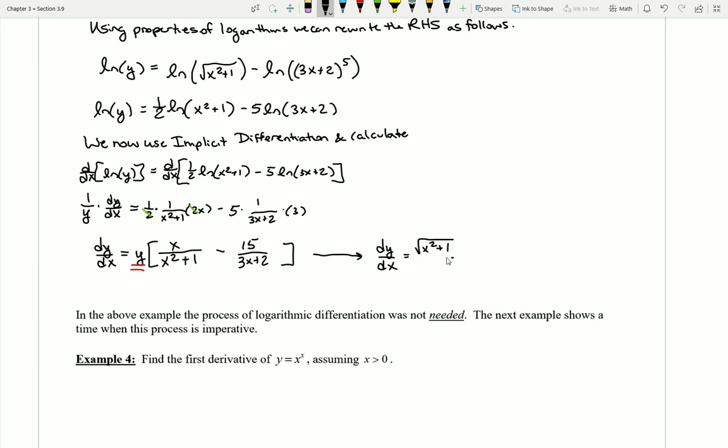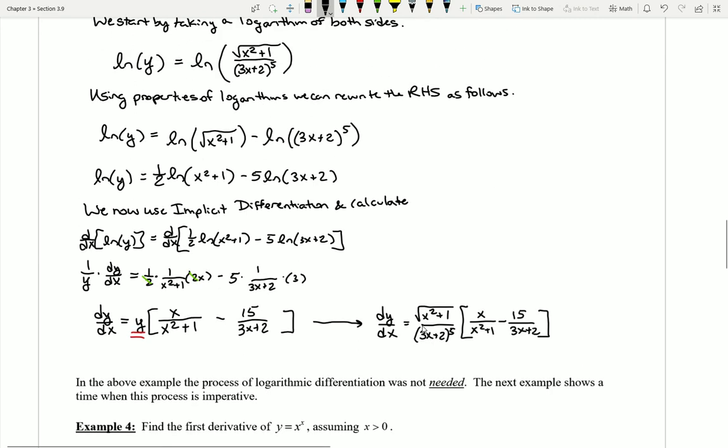So I have the square root of x plus 1, 3x plus 2, that's all raised to the 5th power. And then I have my set of brackets. So I have this and then minus the 15 over 3x plus 2. And so here's a derivative of my original starting function. Now, as I state down here below, in this example up above, logarithmic differentiation was not needed.